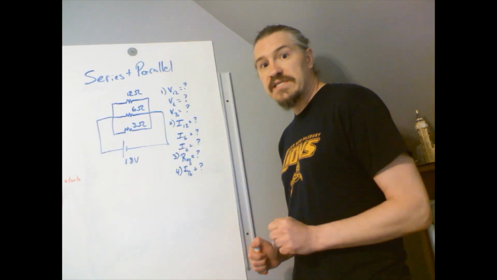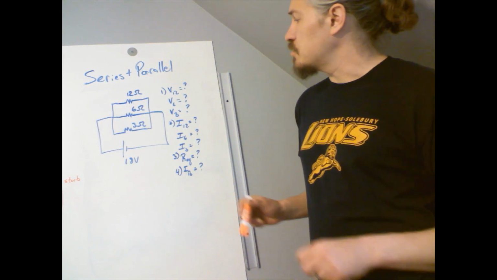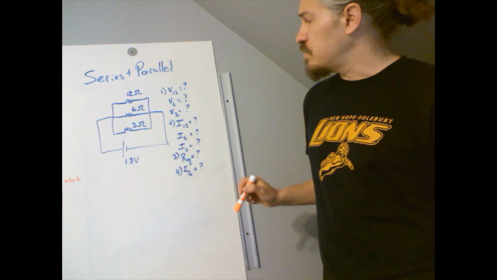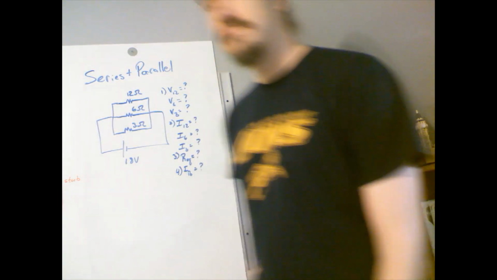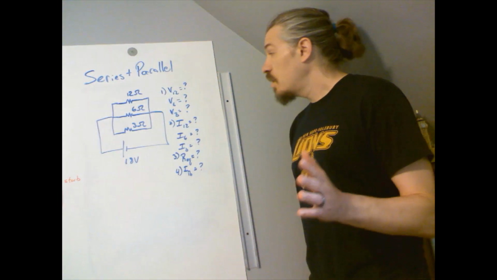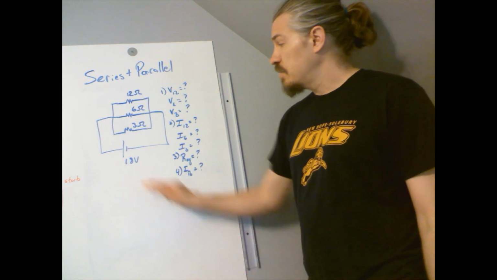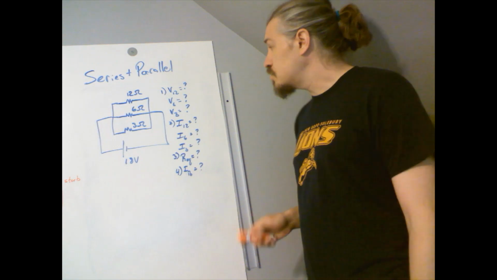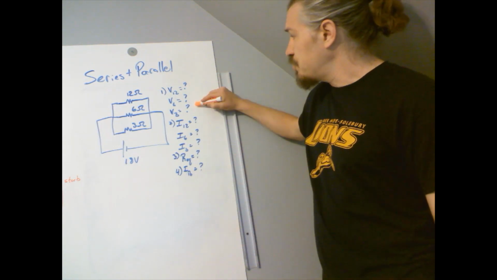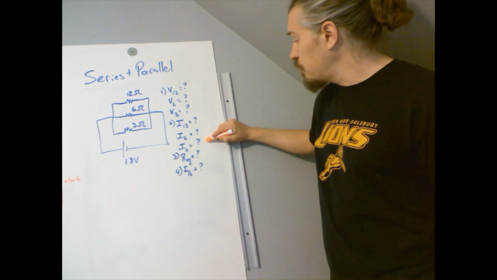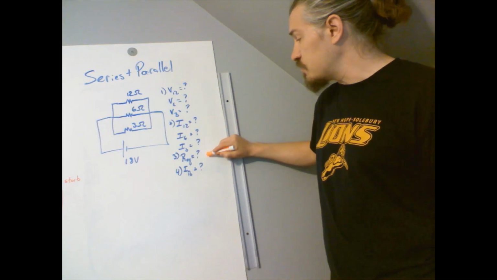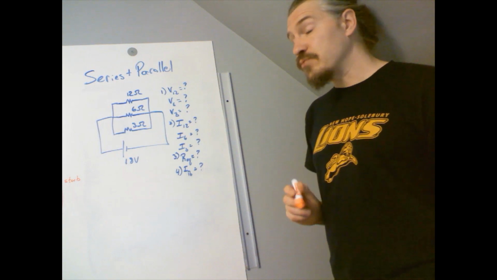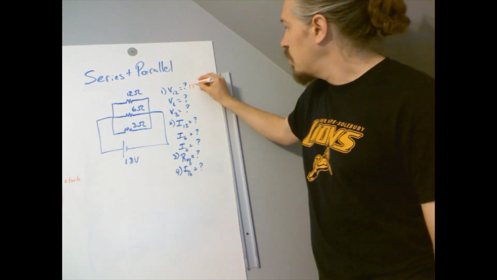All right, let's try an example problem with parallel circuits. Here we have an 18-volt battery and 3 resistors in parallel with each other. So, questions. What's the voltage of each resistor? What's the current through each resistor? What's the equivalent resistor? And what's the current to the battery? Let's start here. This is actually really easy. They're all 18 volts.